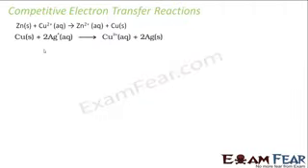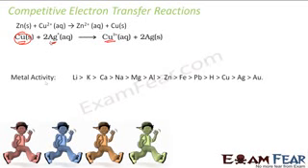For example, if you react zinc with copper, you get this kind of reaction. You react copper with silver nitrate, then again you get copper plus. That means copper is stronger than silver, or copper wants to lose electrons more badly than silver, right?